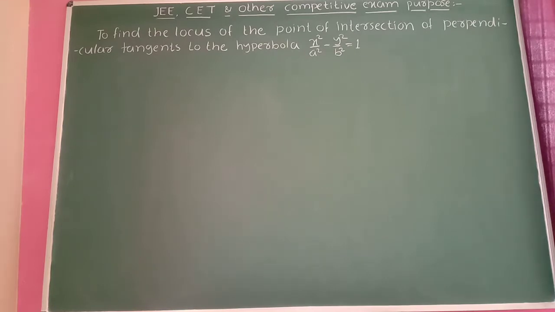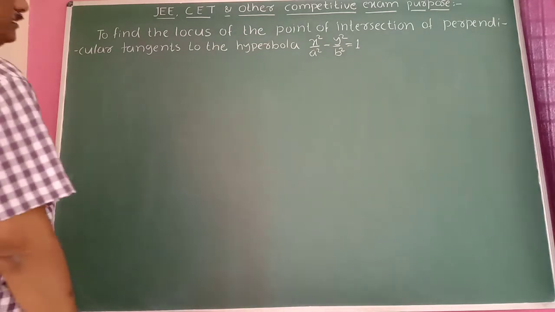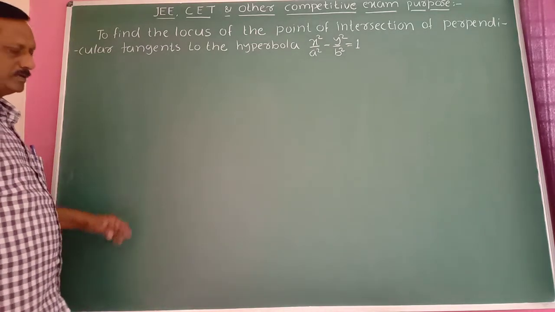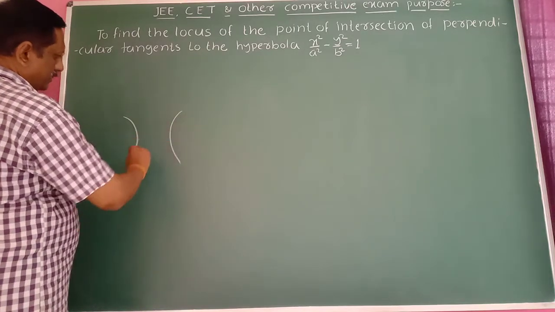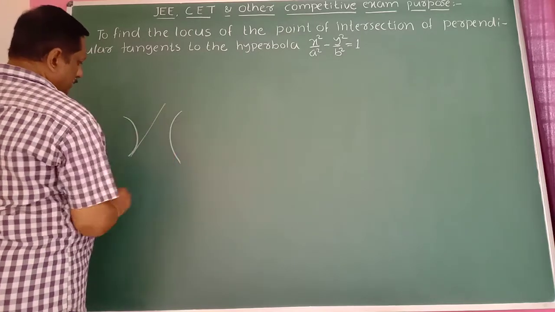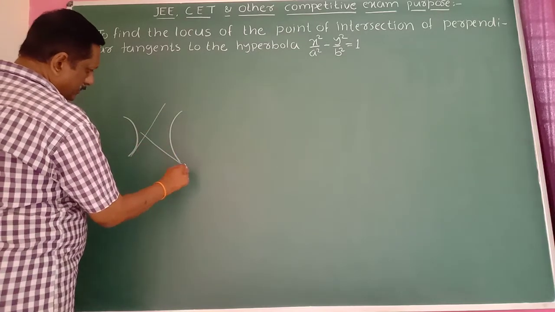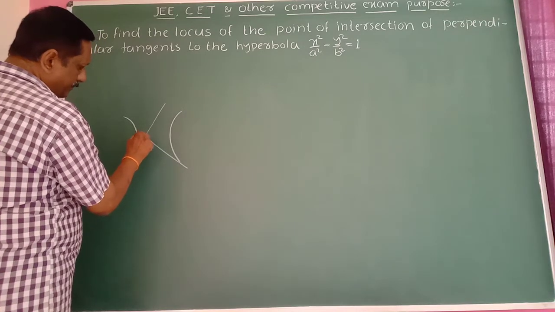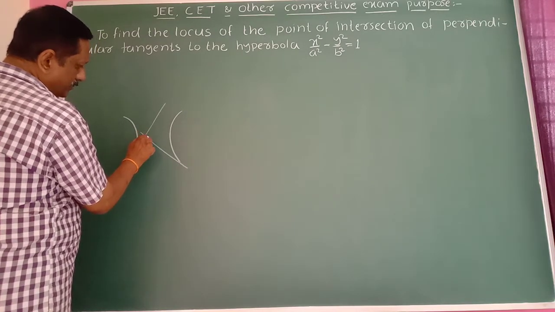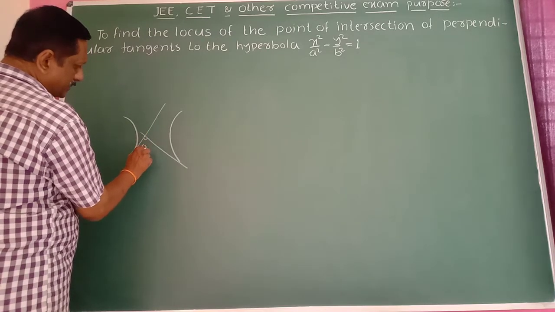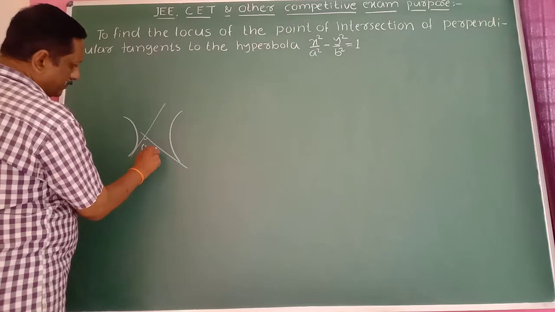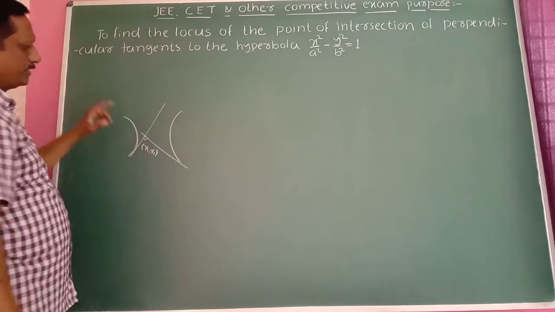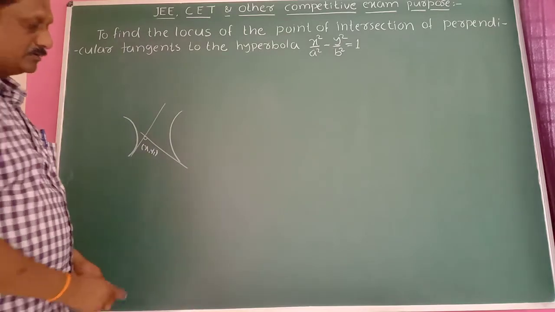Now find the locus of the point of intersection of the perpendicular tangents to the hyperbola x square by a square minus y square by b square equal to 1. Here one tangent and another tangent meet each other and are perpendicular to each other. This point itself is x1, y1. Then find the locus of that point, that is, find the equation of the locus.